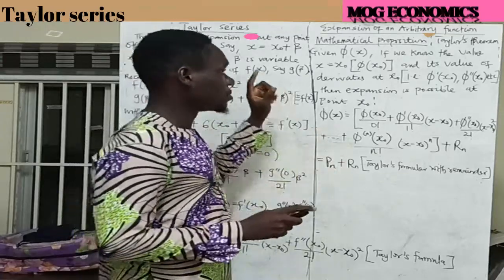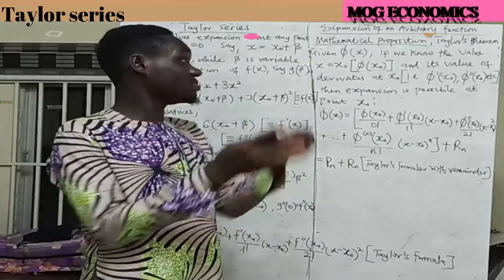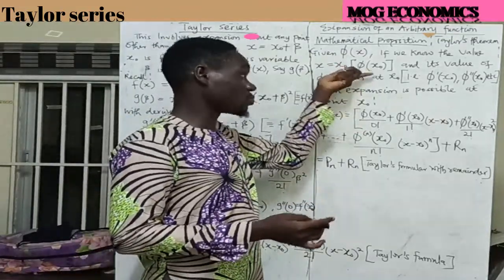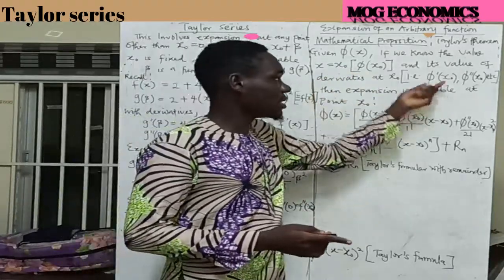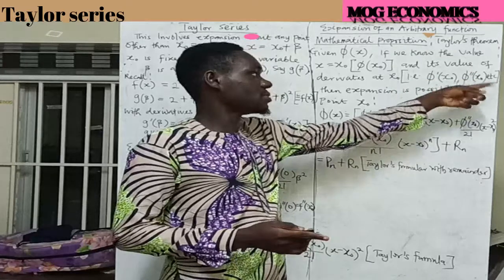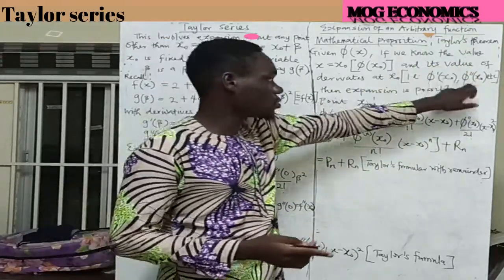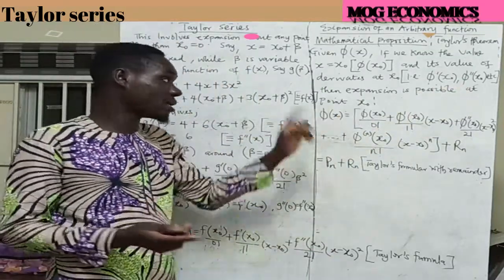So you have a particular arbitrary function. If you know the value at which that particular function is evaluated and the value of its derivatives, you can see here we have the series of orders of the derivatives. And this is order 1, 2, and so on like that. And then it means the expansion is possible at that point.